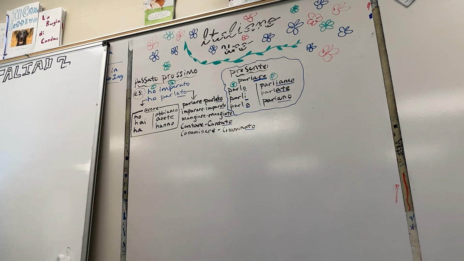Scrivilo. I want you to write it down. Write down the question. You want to write down both the inglese e l'italiano. Come si dice she sang? Write it down, and then we'll talk about it. Another way to say that is, come si dice she has sung? She sang, she has sung.